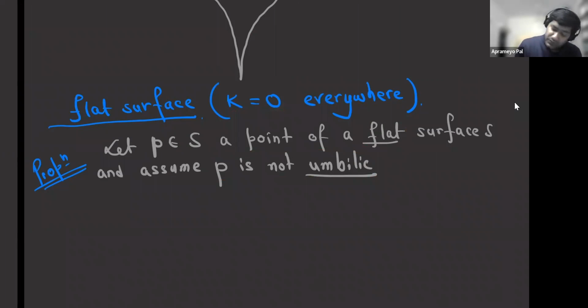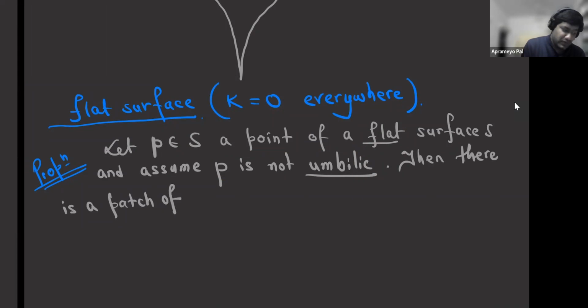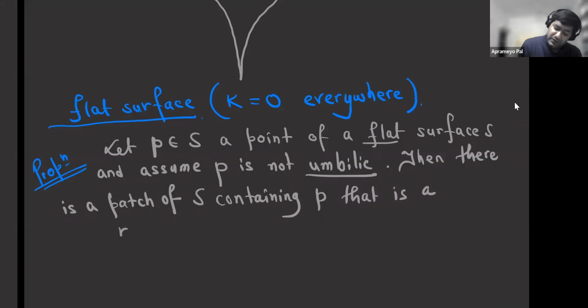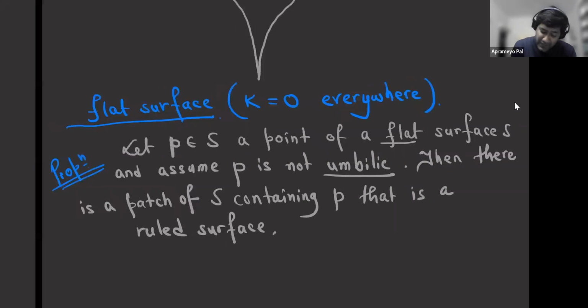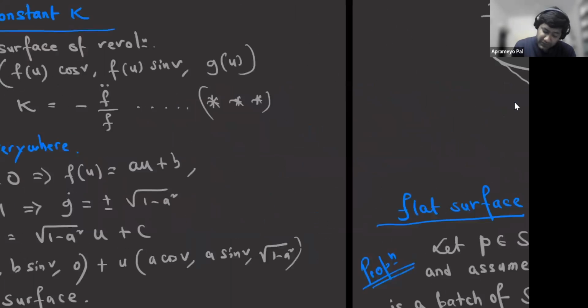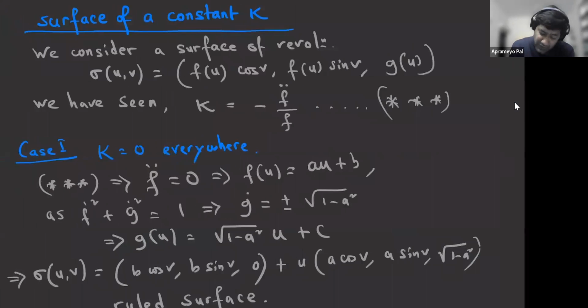Okay, so then there is a surface patch of S containing P that is actually a ruled surface. Essentially what I'm saying, let's come back to here. Yeah, for this one, that's what I wanted to show you.